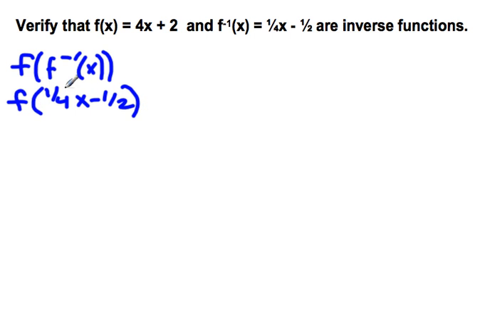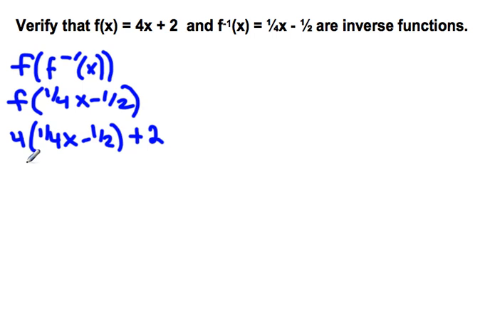Now we need to go to f of x. We're going to take this and plug it in for this x. So I'm going to bring down the 4. We take out the x. We put 1/4 x minus 1/2 in its place, and then bring down the plus 2. So again, it's 4x plus 2.